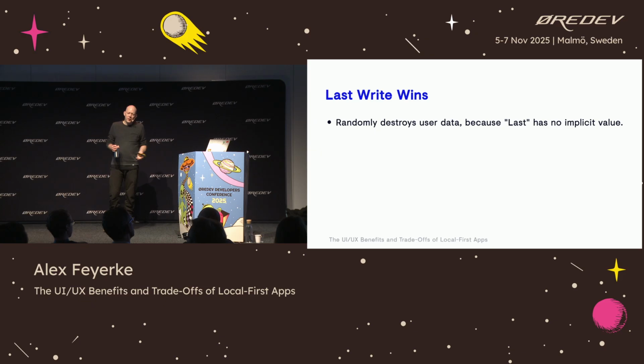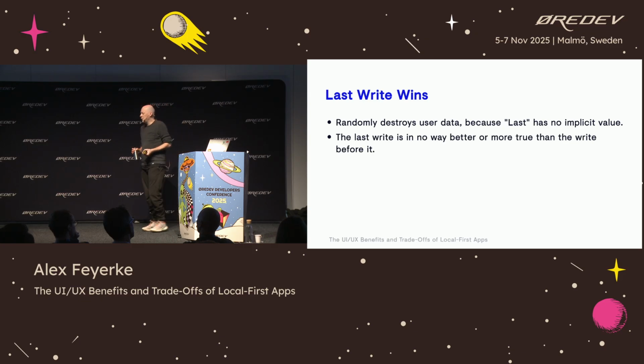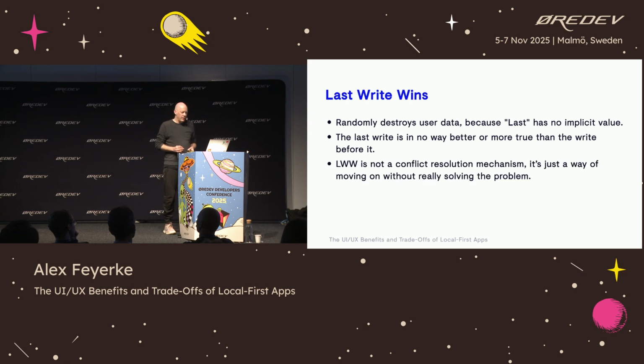And that has the obvious downside that it randomly destroys user data because last doesn't mean anything. The last write is in no way better or more true than the write before it, and no amount of vector clocks or whatever other timing technology you might throw at it is going to change that. It's not really a conflict resolution mechanism, it's just a way of moving on, and kind of sweeping the conflict under the rug, because you have to move on, you can't just wait.